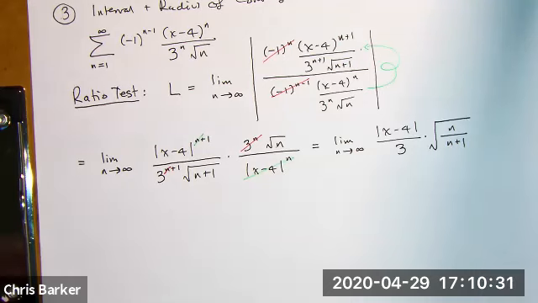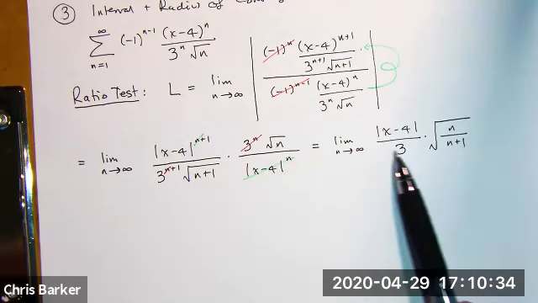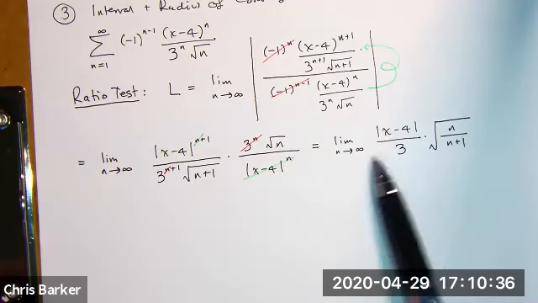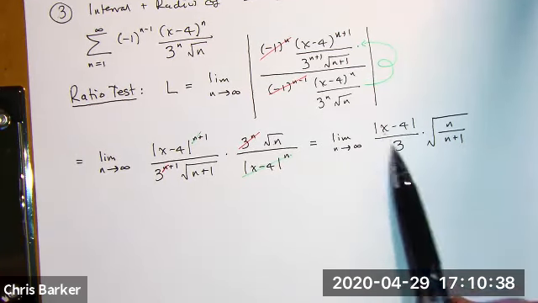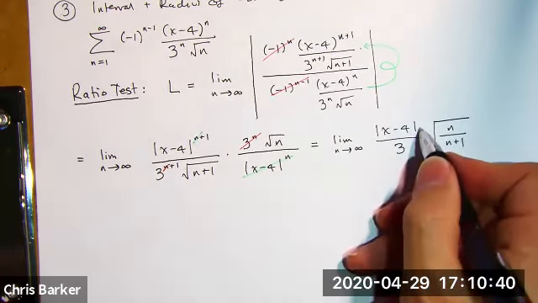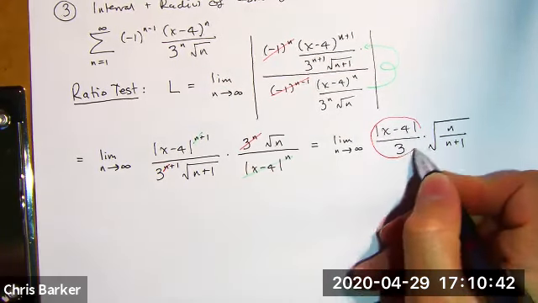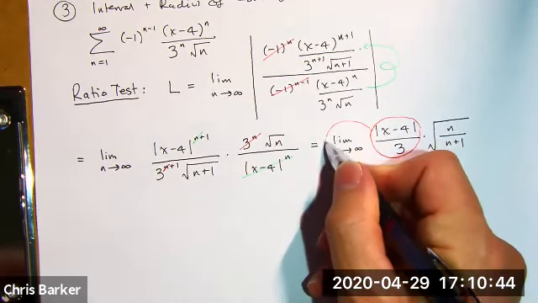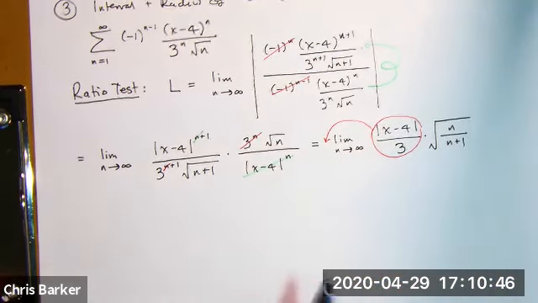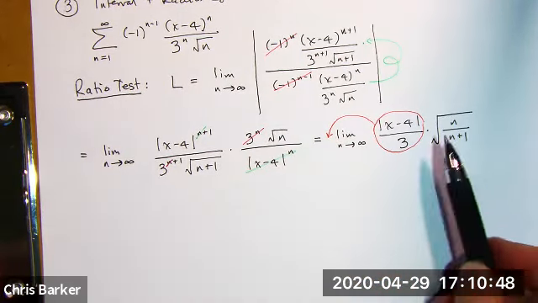Now, since these guys in the first fraction don't involve n, what am I allowed to do with this whole thing? Remove it. Yeah, exactly. I can put it in front because it's a constant as far as that limit is concerned. Only this stuff involves n.